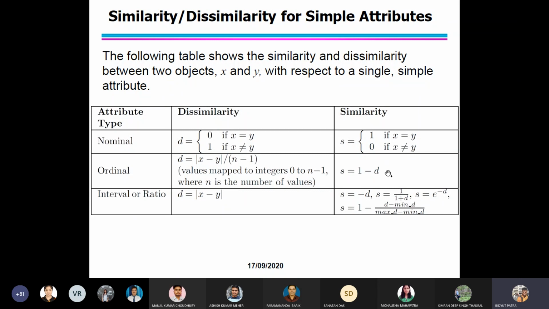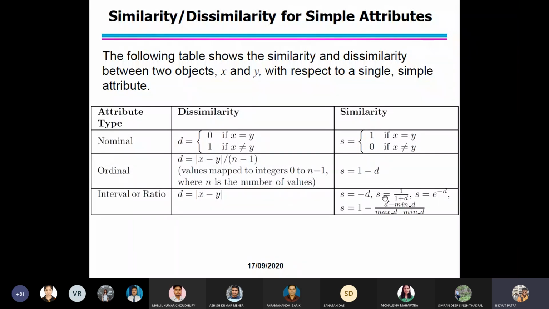But if you compute between large and medium, this will give you 1 and this will give you 2, so that is half. Then 1 minus half gives a similarity of 0.5, and the dissimilarity value is also 0.5. Now in case of interval or ratio attributes, you take the absolute differences. That is commonly called the L1 distance, which I will cover in the subsequent slides.